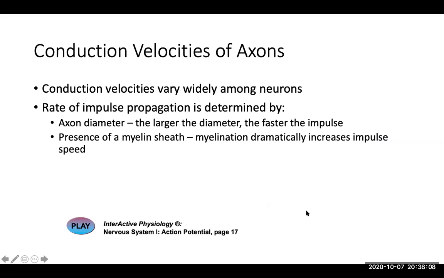Conductive velocities of axons vary widely among neurons. The rate of the impulse propagation is determined by axon diameter and the presence of a myelin sheath. So the larger the diameter, the faster the impulse. And if the axon is myelinated, that will also dramatically increase impulse speed. So impulses will move fastest along axons that are larger in diameter in comparison, and also ones that are myelinated.